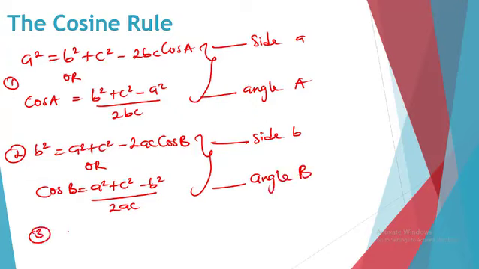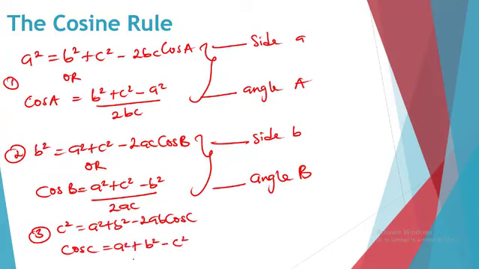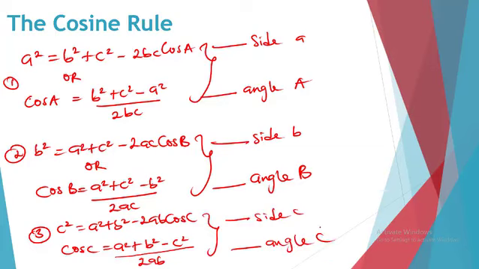Then number three, we have c squared equals a squared plus b squared minus 2ab cos C, or we use cos C equals a squared plus b squared minus c squared all over 2ab. This is for side c and this is for angle C. So those are the formulas we'll be using. You just need to be familiar with these formulas so that you have them offhand.